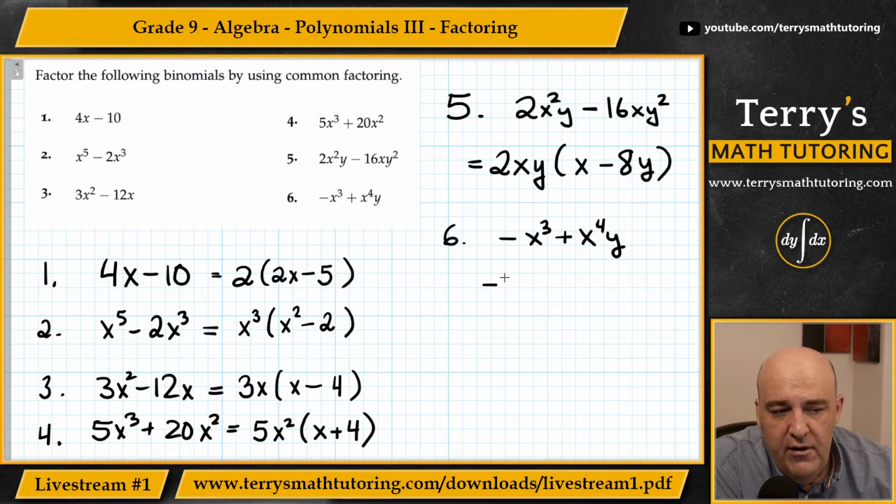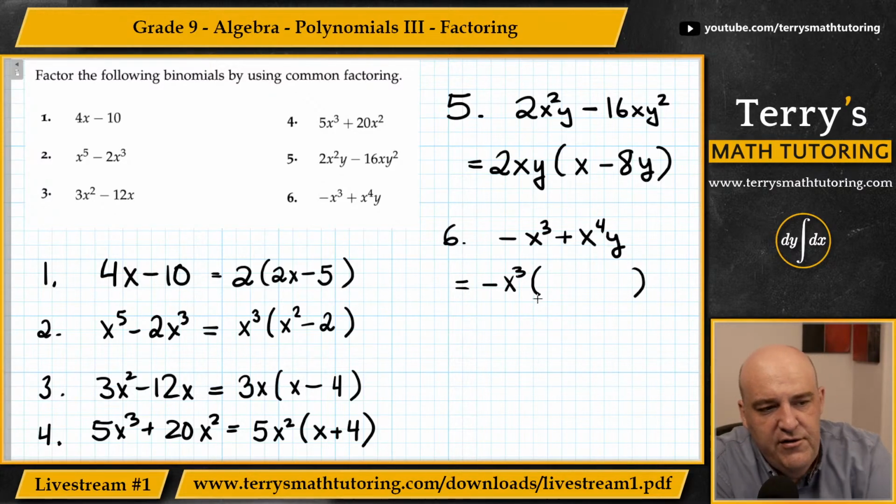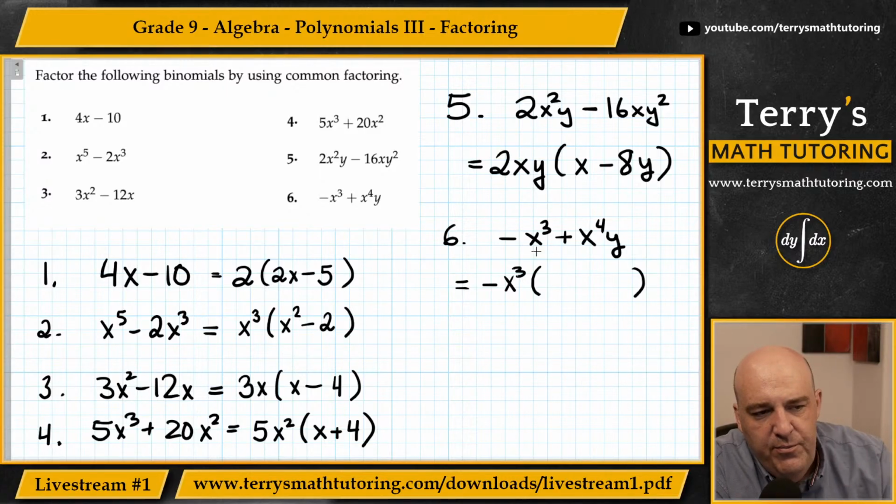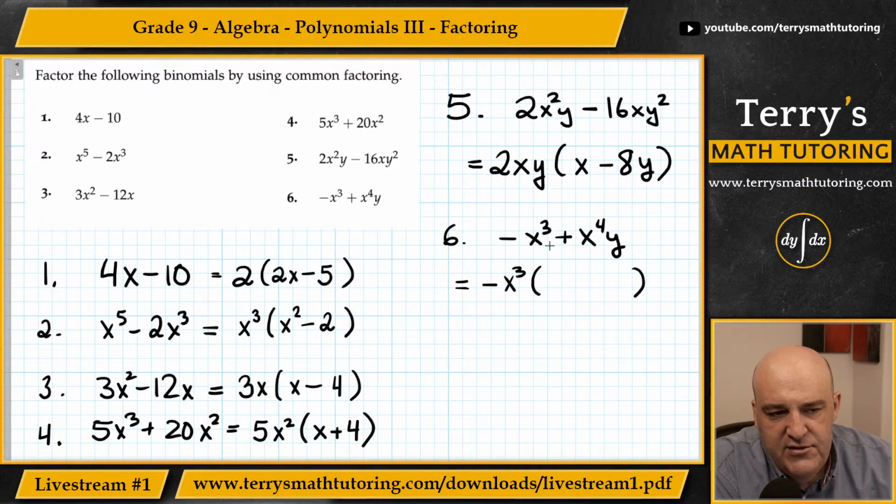You could write -1, but usually we don't. Usually we just write a dash. A dash means -1. And then the lowest exponent here is x cubed. We can't take out a y though, because y is here but not there. So let's think about what goes in the brackets here. Sometimes students get a little confused right here because we have minus x cubed here and we factor out minus x cubed.